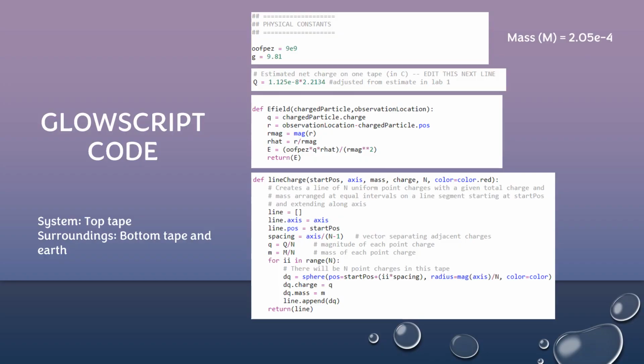Now we are ready to start making our code. First, I should note that our system is the top piece of tape and the surroundings are the bottom piece of tape and the earth. At the top here are some constants and my calculated value of charge Q, which is modified from my result in Lab 1. Under that, we have the function for the electric field, which takes in the particle emitting the field and the location we want to observe. At the bottom is a function to create each small piece of tape, and each is assigned a value of mass and charge using the charge density equation right here.